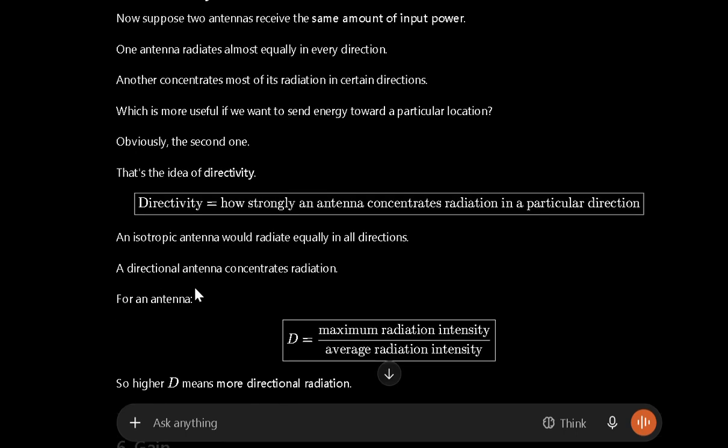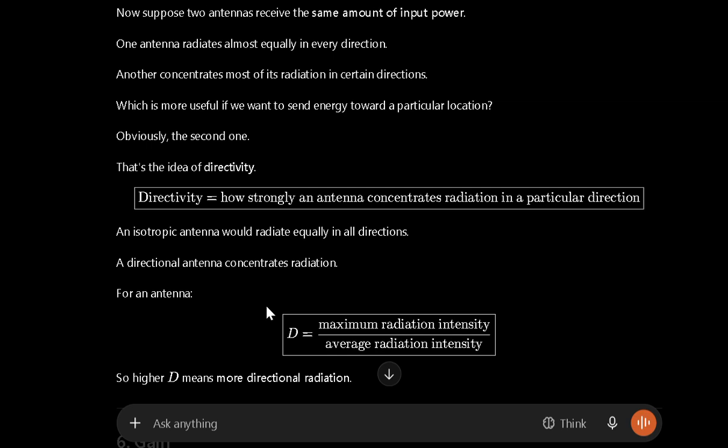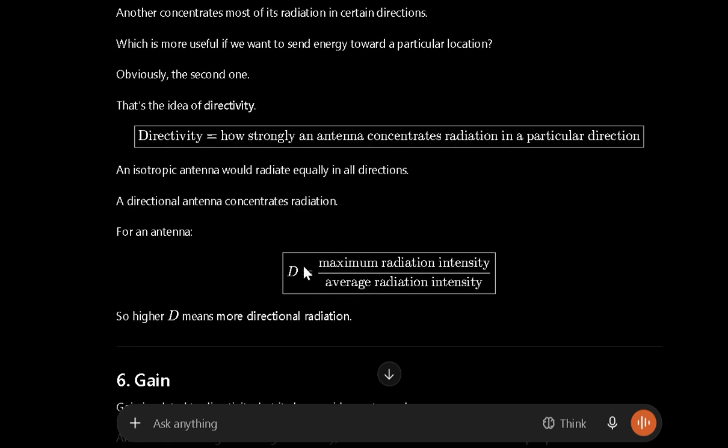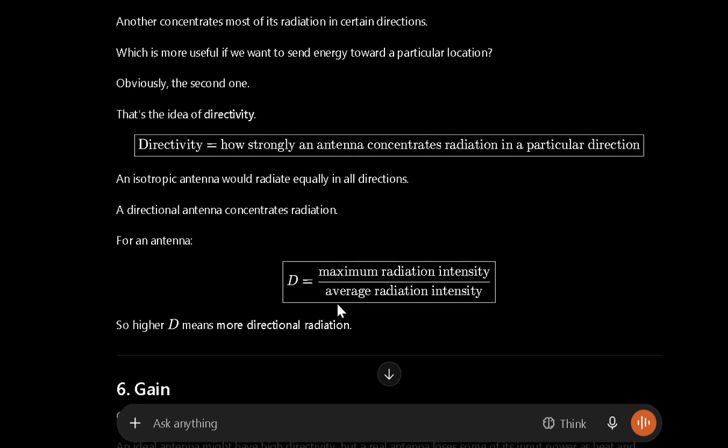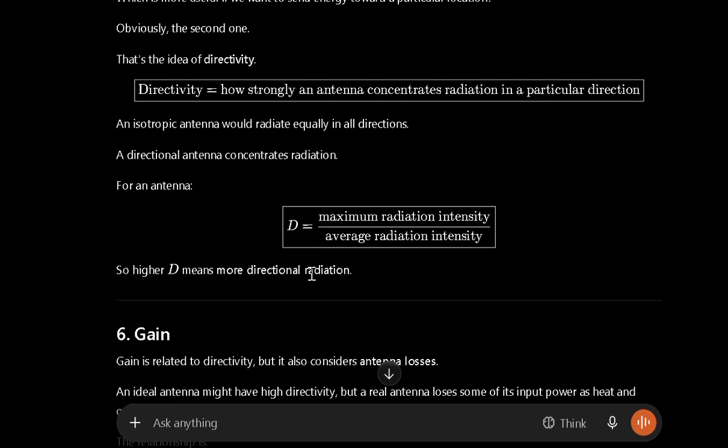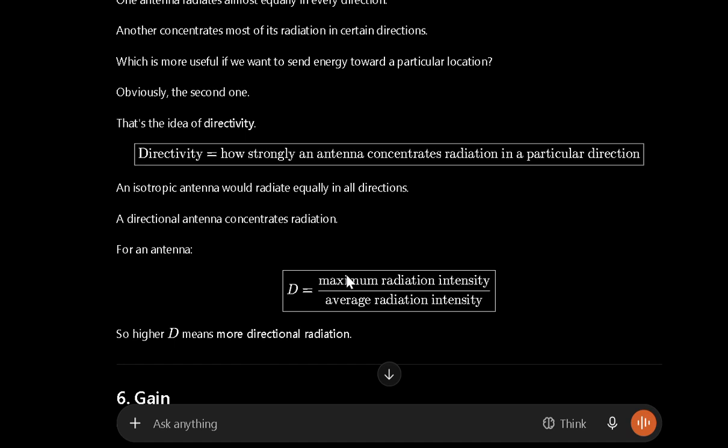So a directional antenna concentrates radiation. The directivity formula is D equals maximum radiation intensity divided by average radiation intensity. So higher D means more directional radiation. Directivity is how strongly the transmitter antenna sends signal towards the receiver antenna, and where the directivity increases or is less.